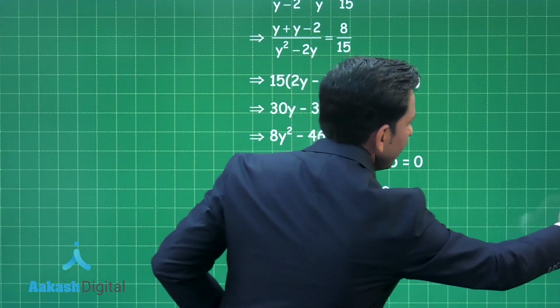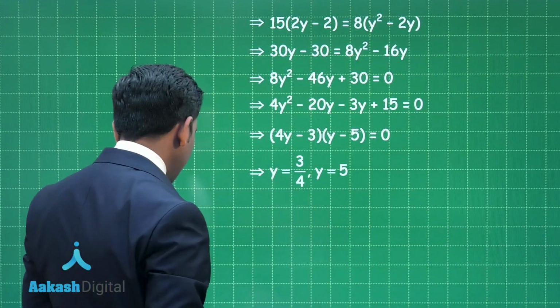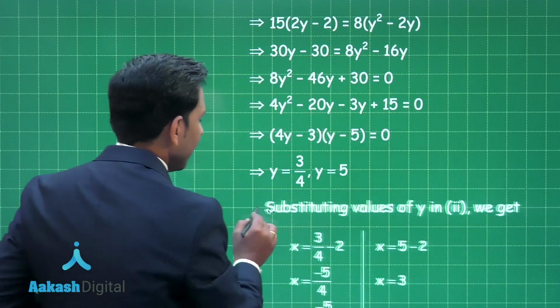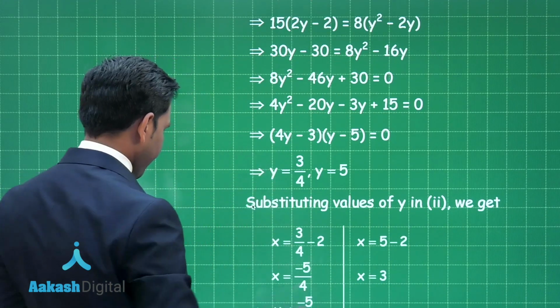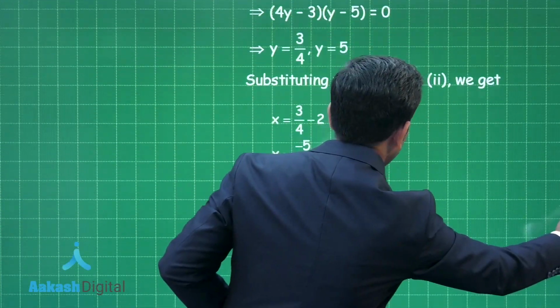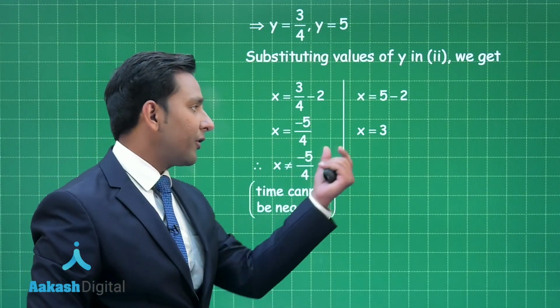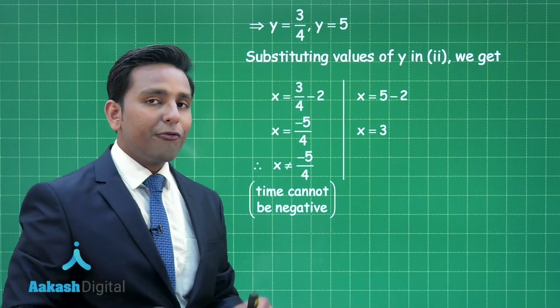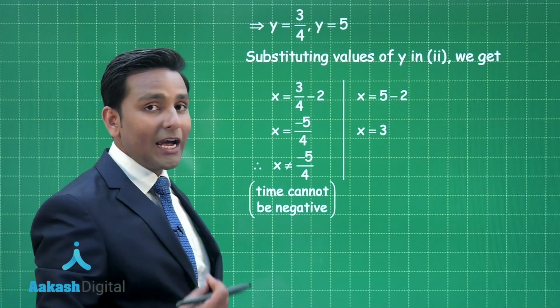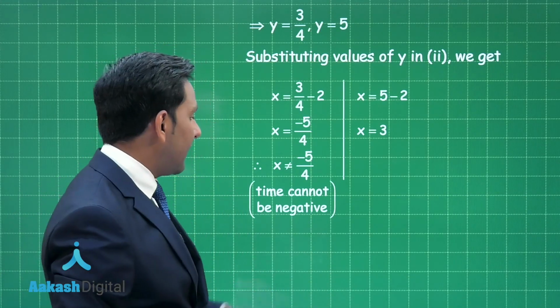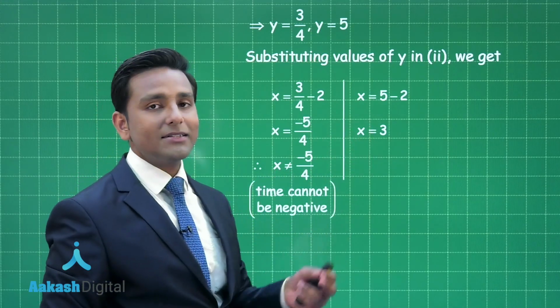Here we have the value of y. When you substitute this value of y in equation number 2, you will obtain two distinct values of x which are minus 5/4 and 3. The value of x, which is representing time, cannot be negative, so we will ignore this value and we are taking x is equal to 3.